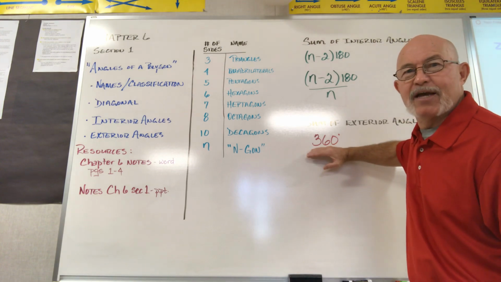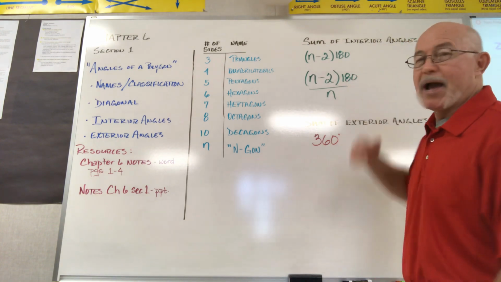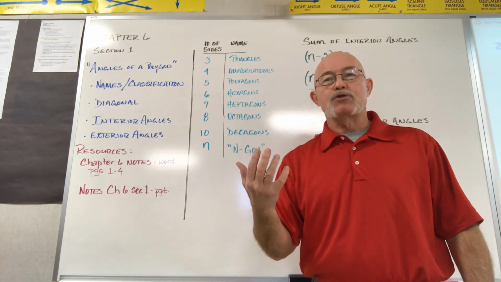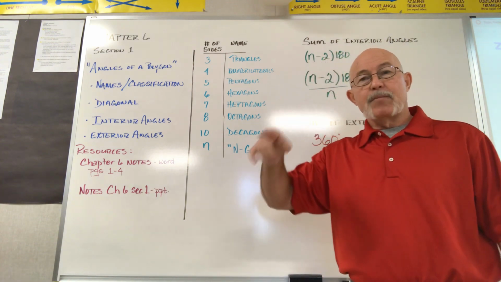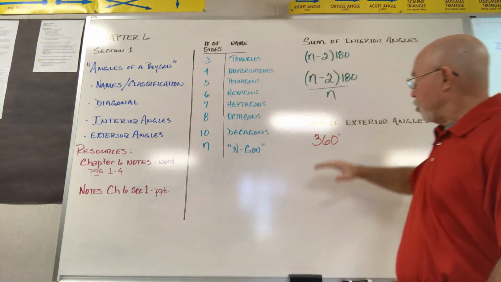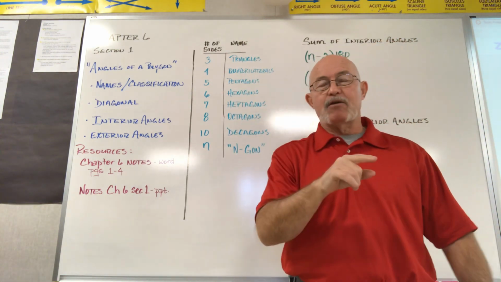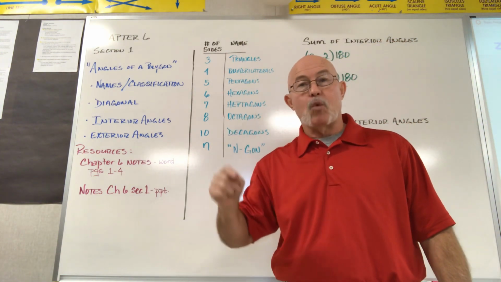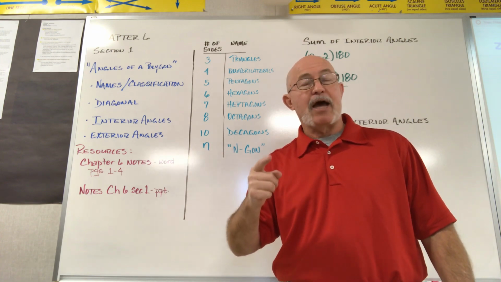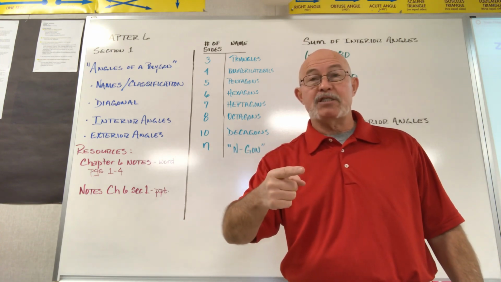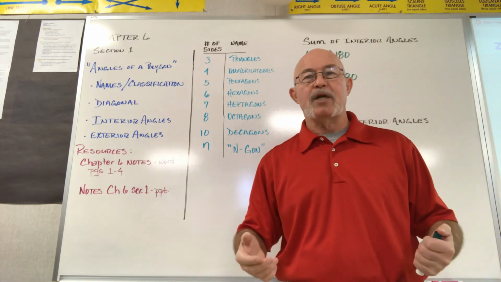Divided by the number of angles. Okay? So, back to our equilateral triangle. Three sides. So, 360 divided by 3. Each of the exterior angles is 120. Does that check out? Is it supplementary to 60? 120 plus 60 is 180.